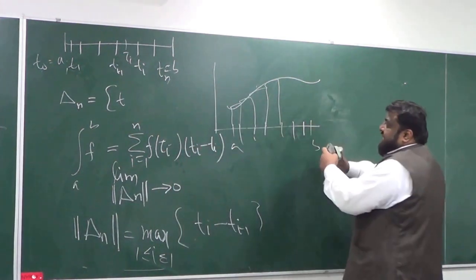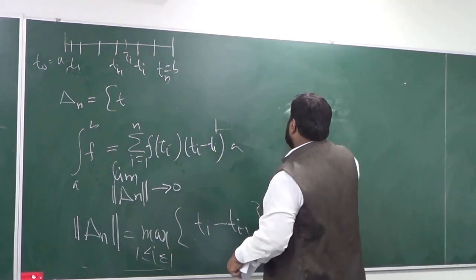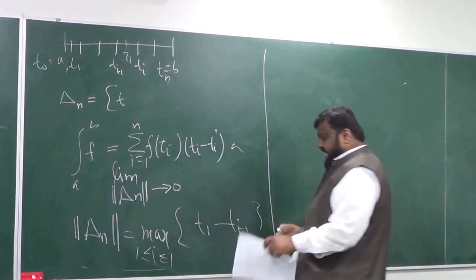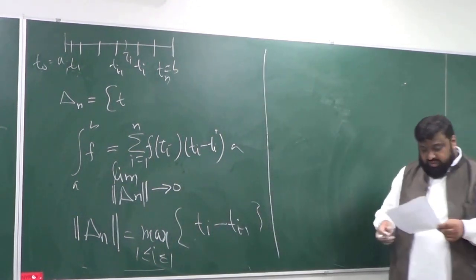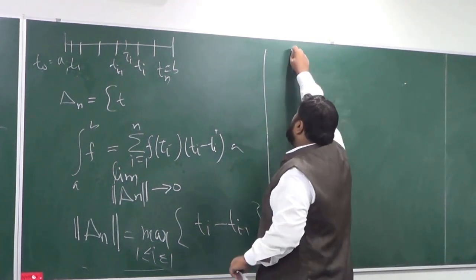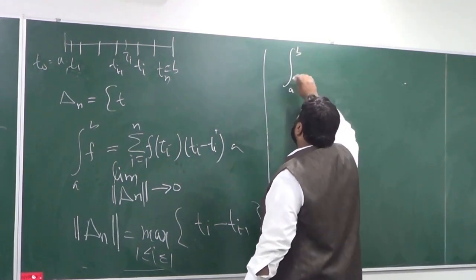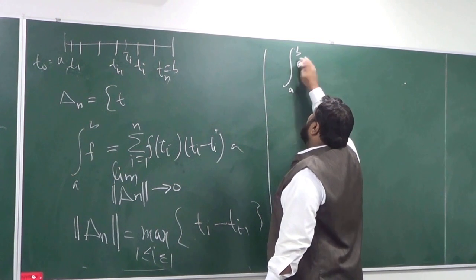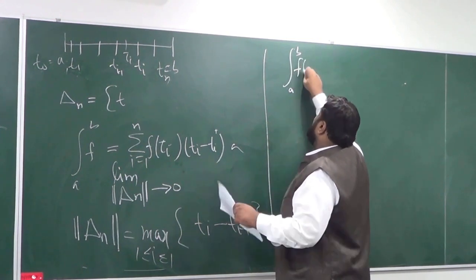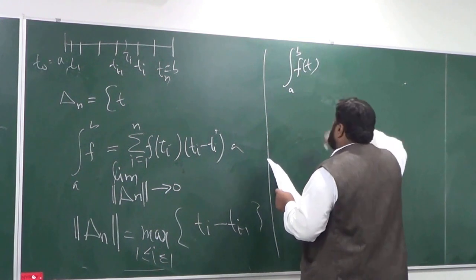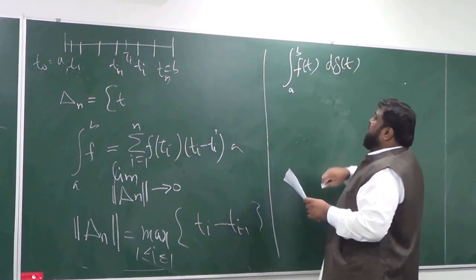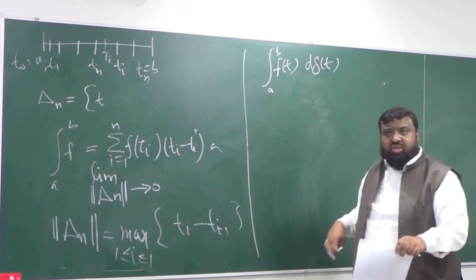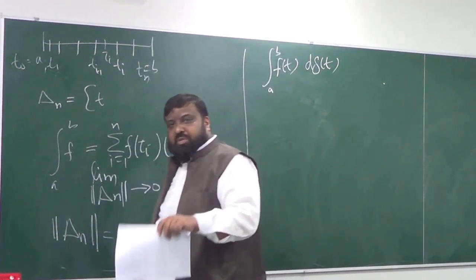Now, that's calculus 1. Okay, let's go a little bit ahead. How to define the integral from a to b of a function, say f, with respect to g(t)? So what should be the assumptions on g(t)? Remember? It must be monotonic, and it must be bounded actually.